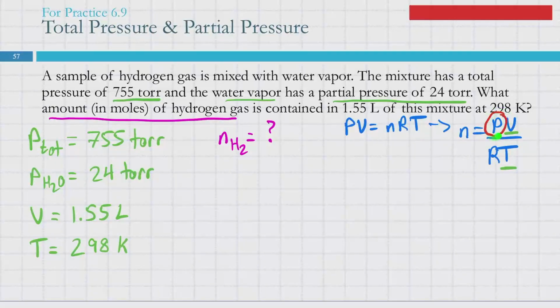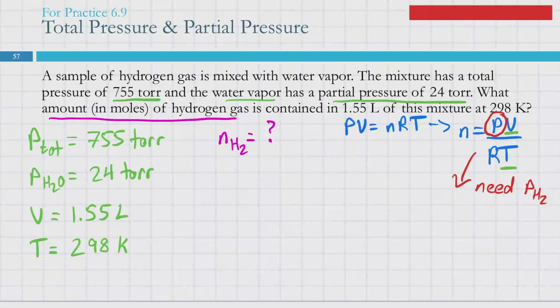So how can we get the pressure of our hydrogen gas? We've got a couple of pressure values. We just don't have the pressure for the hydrogen gas. We've got the total pressure, we've got the pressure of water. If our total pressure is 755 torr, and 24 torr of that is from water, what's the rest of the pressure from?